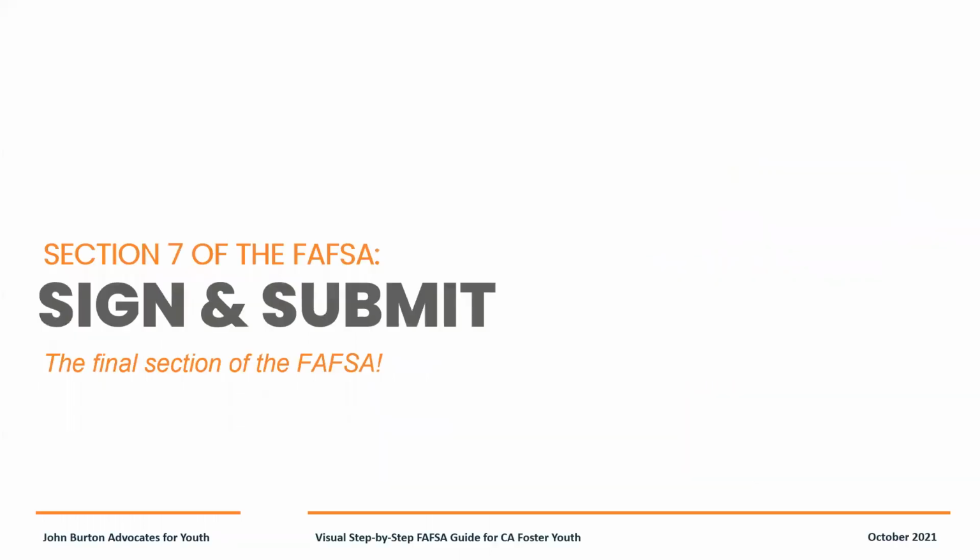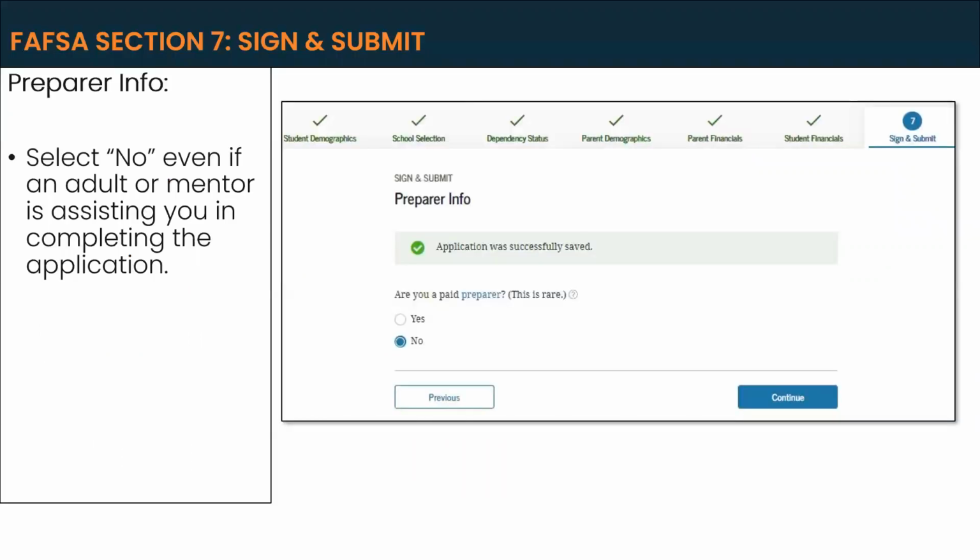All right, next slide, please. So this is the exciting part. We're at that step where we get to sign and submit. So this section is first going to ask the student if they are a preparer. This is a very, very rare scenario, and the answer here is generally no. So even if you are an adult supporter sitting next to them and helping them to complete the application, you are actually not considered a preparer.